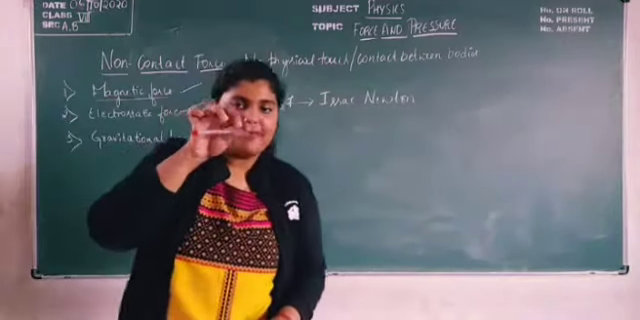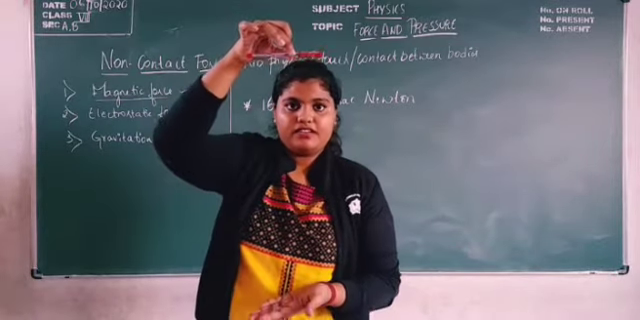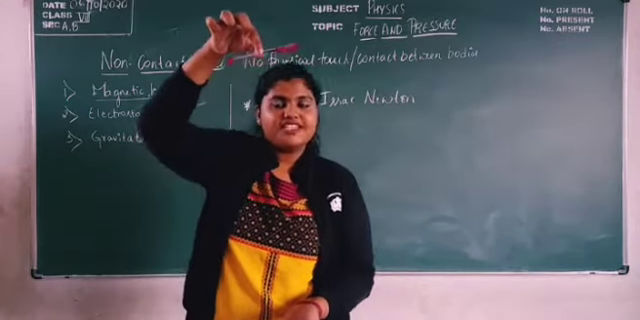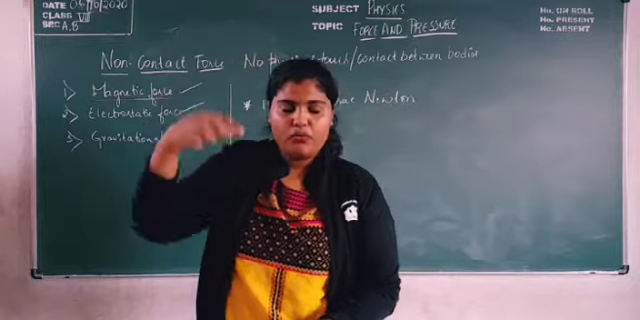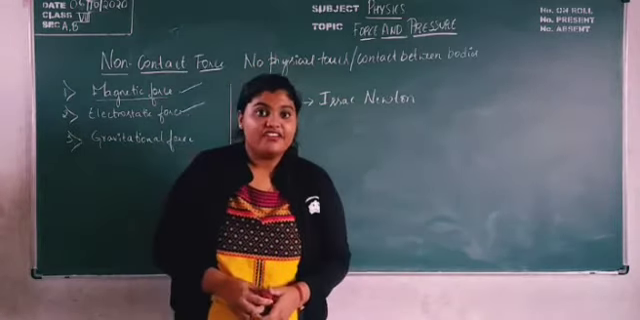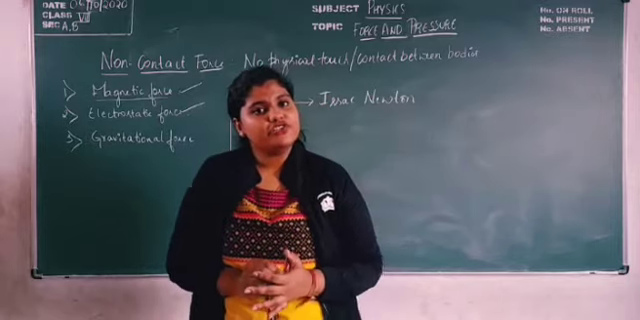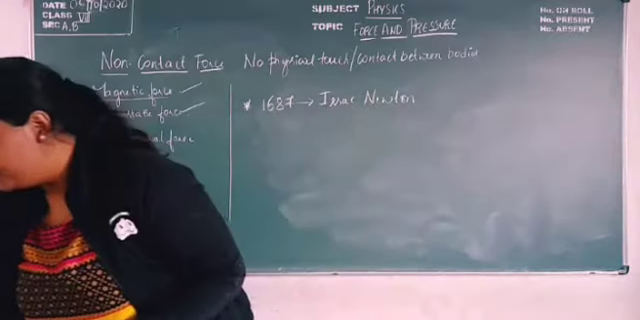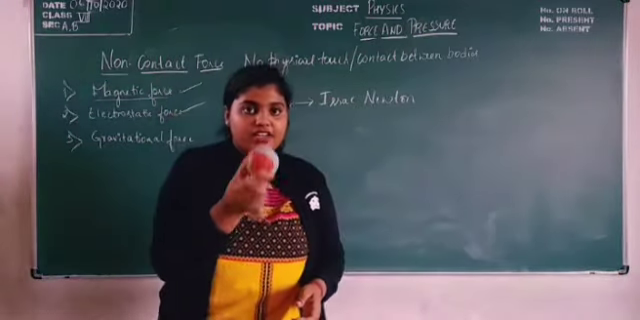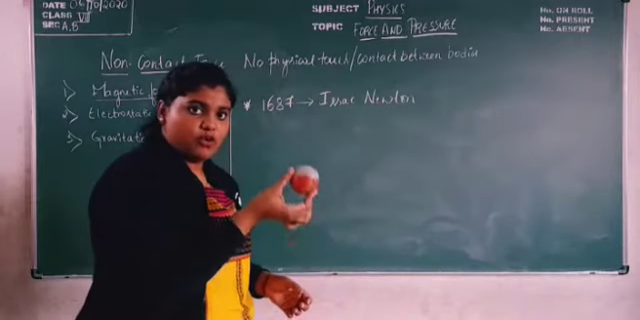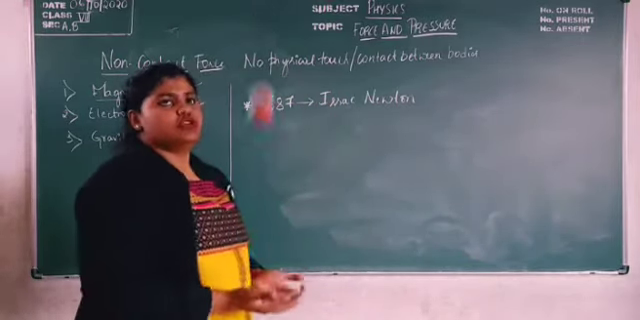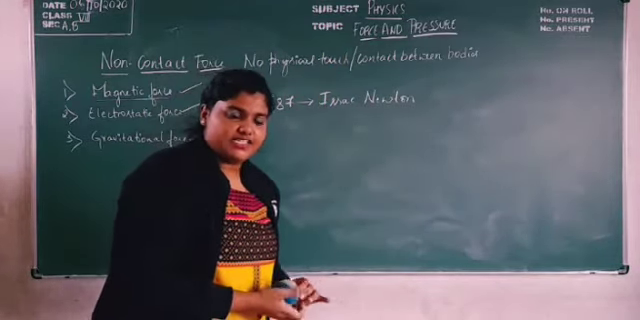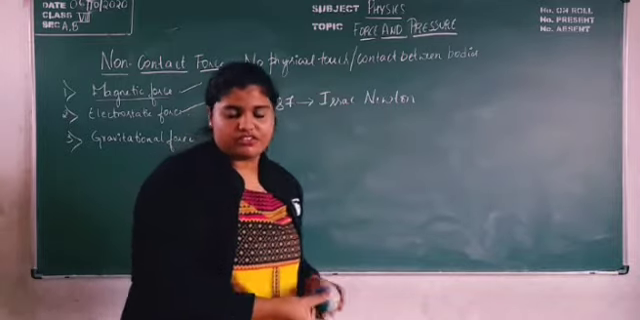Now I'll take this pen. Now I leave this pen free. What happens? Yes, it will reach the ground. When any object is left freely, it reaches the ground. Why is it so? We have a force of attraction, and that is called gravitational force. Similarly, consider one more example. I have a ball. Now I'll throw this ball upwards. After traveling some distance, it comes back. Why is it? Yes, it is because of gravitation.